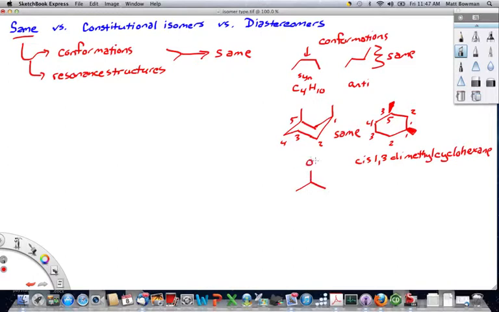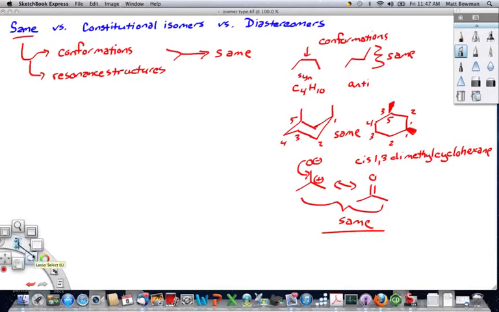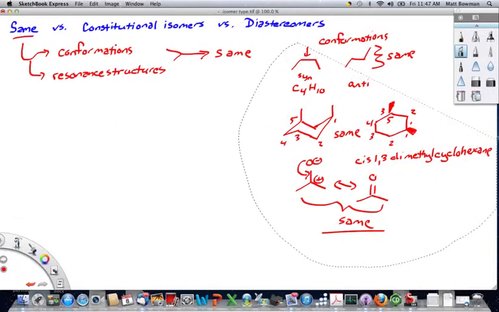If you have molecules that can exist as resonance structures, such as electrons come down here, these two structures are also the same. So conformations and resonance structures are the same. These represent examples of molecules being the same.